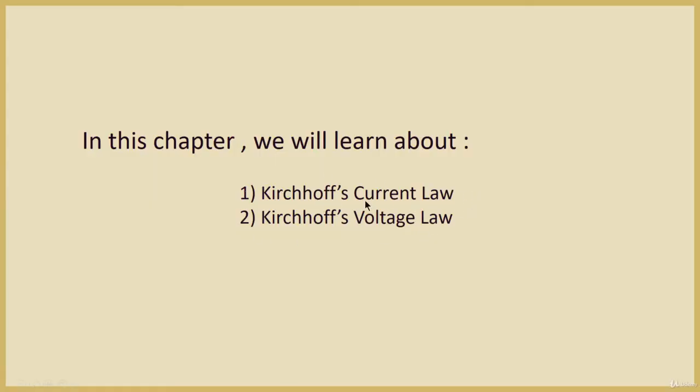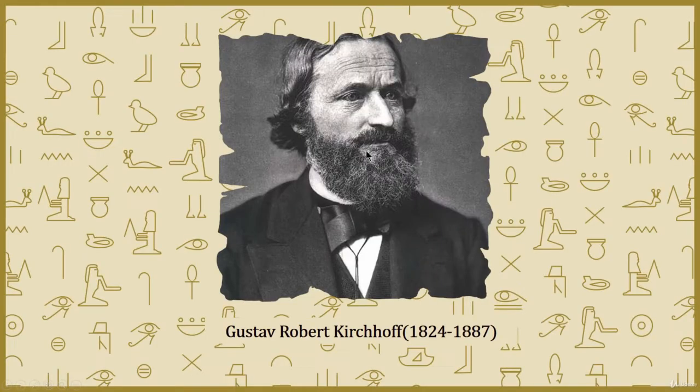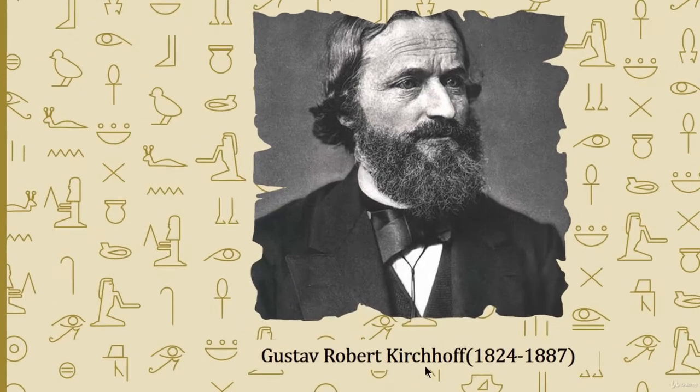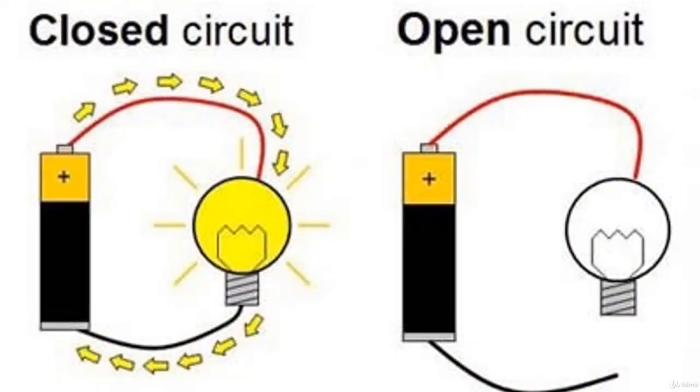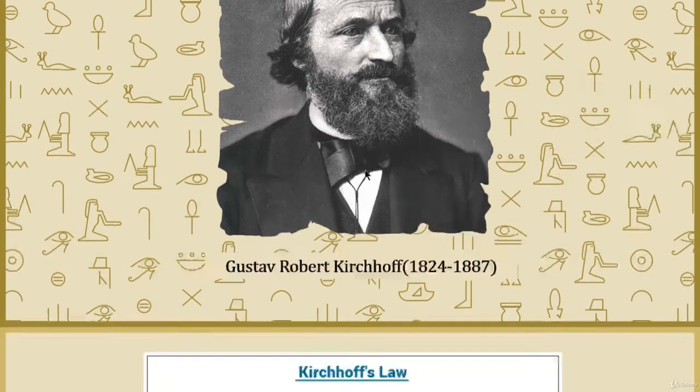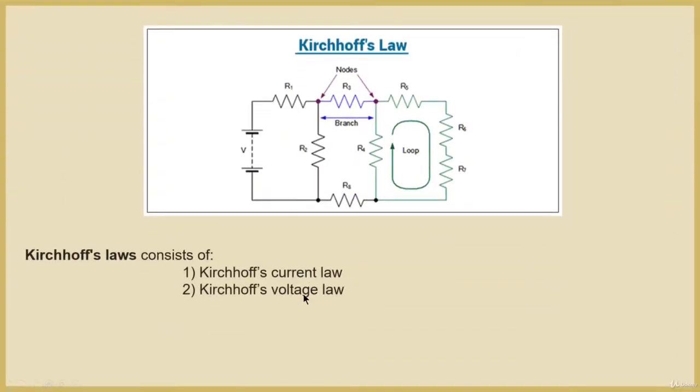Alright, so before we get into more details, let's just give some credit to this German physicist Gustav Robert Kirchhoff, whose first research topic was on the conduction of electricity. This research led to Kirchhoff formulating the laws of closed electric circuits in 1845, if I'm not mistaken. And these laws were eventually named after Kirchhoff and are now known as Kirchhoff's voltage and current laws.